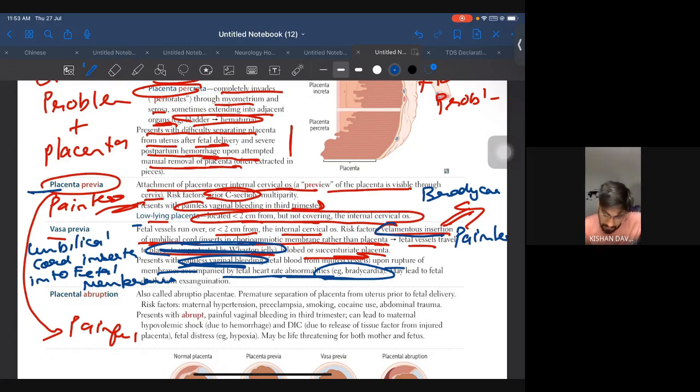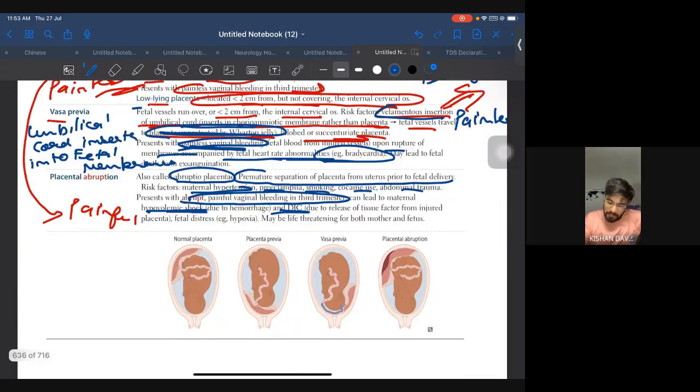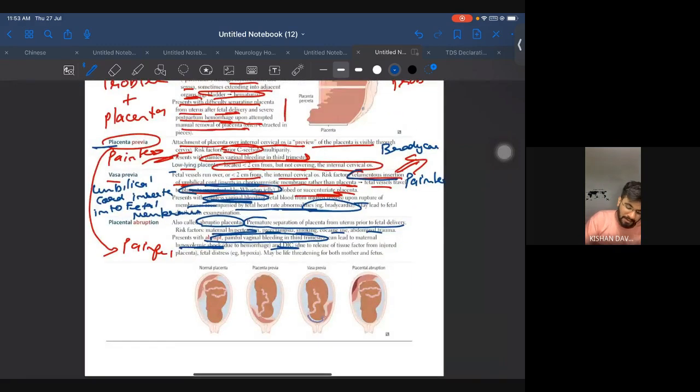Coming to abruption, also called abruptio placenta: premature separation of placenta from uterus prior to fetal delivery. Risk factors: hypertension, preeclampsia, smoking, cocaine, abdominal trauma. Presents with abrupt painful vaginal bleeding in third trimester, can lead to maternal hypovolemic shock and DIC. Okay, so take a look, I will discuss all this again.